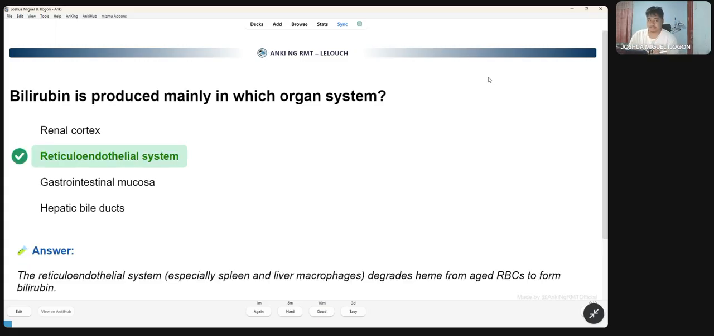Little by little, I'm gonna dissect my cards. So I have the notes in which these cards are based on. Okay. So the source: whole red blood cells, hemoglobin, heme, biliverdin, bilirubin. Alright.